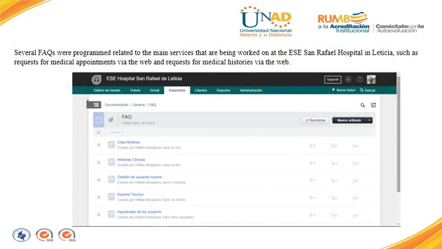Now, several FAQs were programmed related to the main services that are being worked at the San Rafael Hospital in Leticia, such as requests for medical appointments via web and requests for medical histories via web.